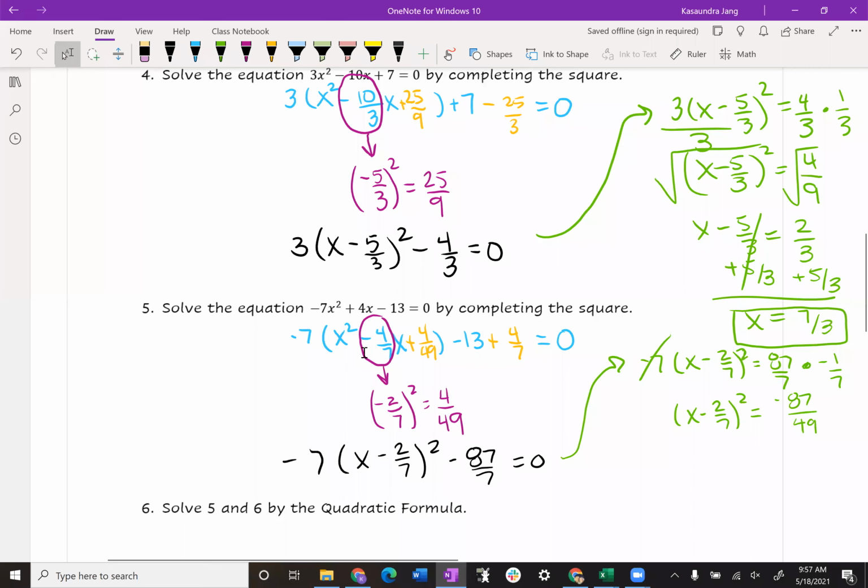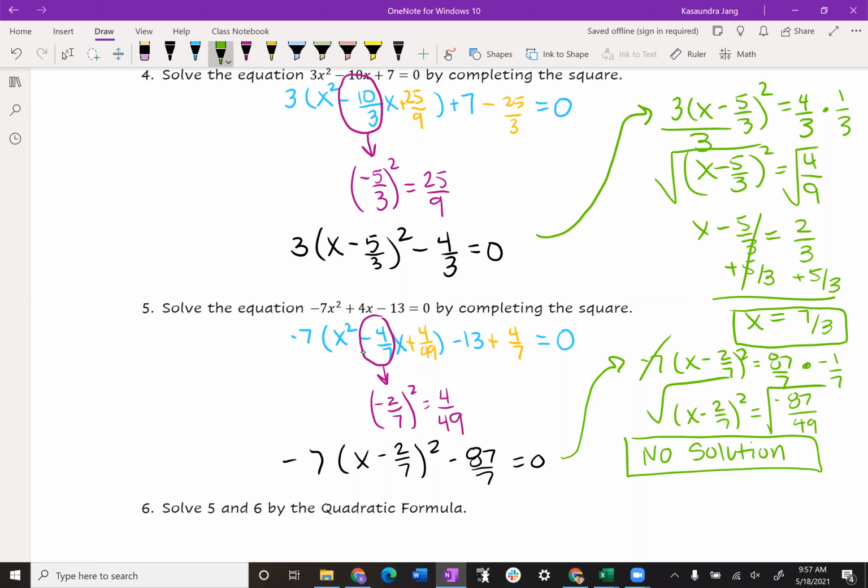This messy negative number, if I go to take the square root of a negative, there's no solution, no real numbers for this. So we were trying to solve, and I'm going to say there is no solution because of the whole square root of a negative. Okay, so that is a possibility here.